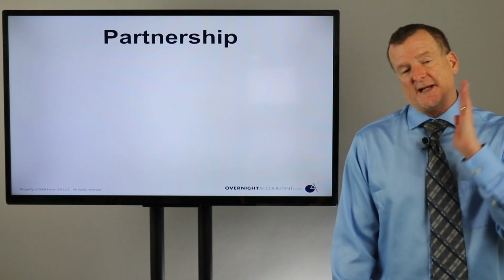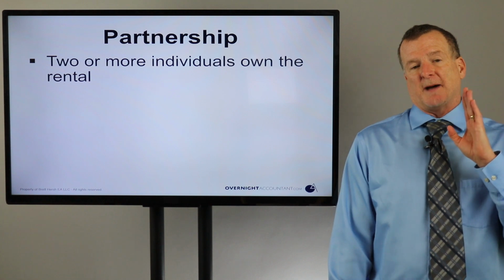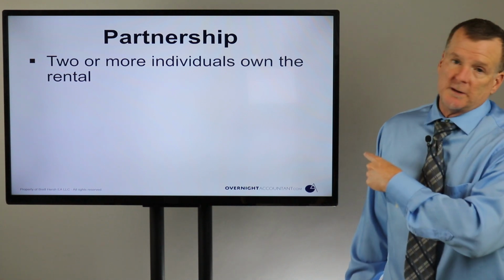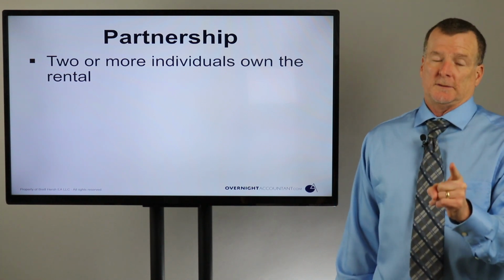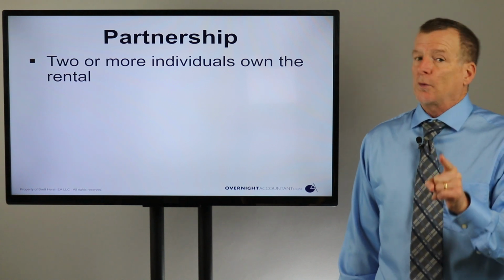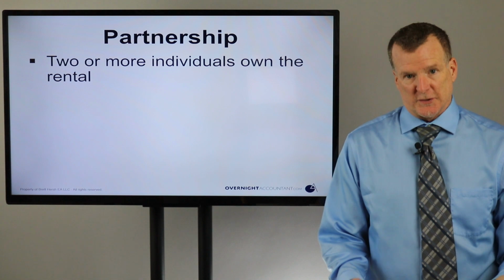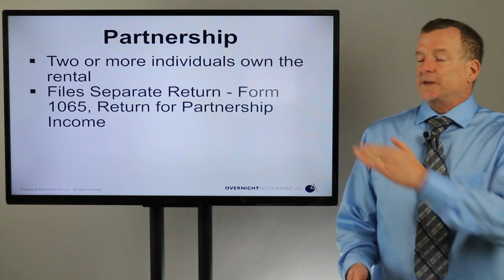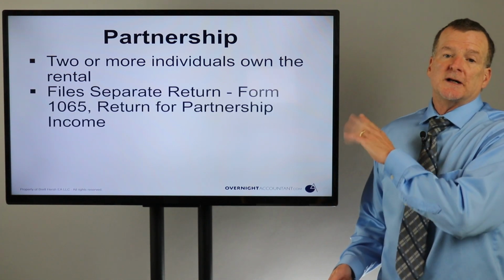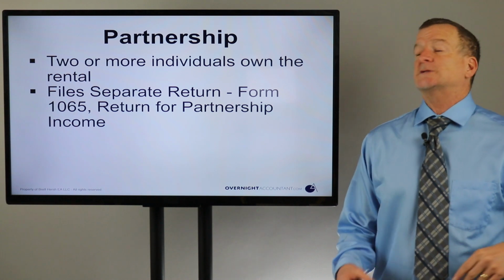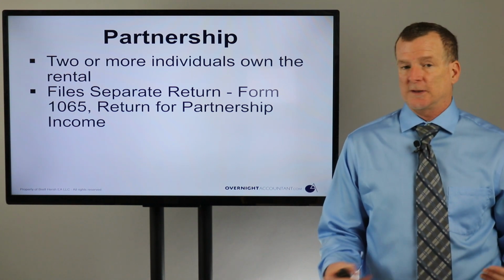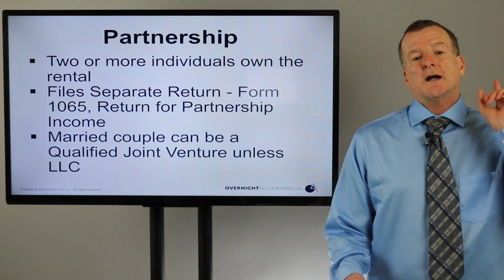Now let's talk about partnership. These are easy to do, but they're hard to get out of. Anytime 2 or more individuals own the rental, whether it's in a partnership name or they each own it, and they're renting it out, guess what? You are a partnership. That's a separate form. You have to file Form 1065, a return for partnership income, which means you're probably going to need to hire somebody to do it, because you don't want to be doing a partnership return on your own. I'll tell you why in a minute.